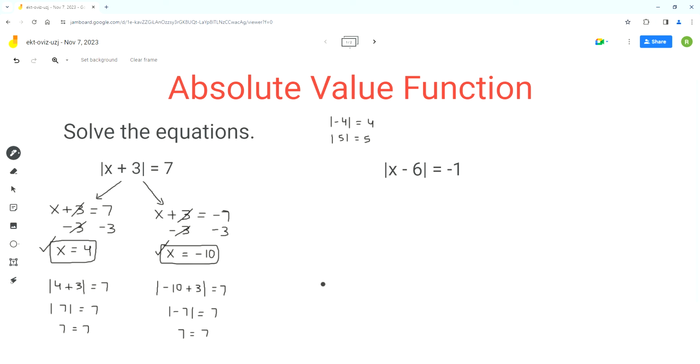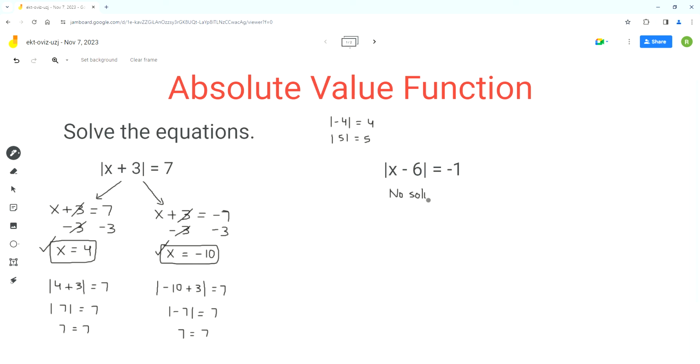Now we can analyze our second equation. In the second equation, we are given that the absolute value of x minus 6 is equal to negative 1. Based on the definition of the absolute value function, it is not possible for the absolute value of an expression or a number to equal negative 1, because that's opposite to the definition of the absolute value function. So therefore, this is an invalid situation. As a result, this equation has no solution.